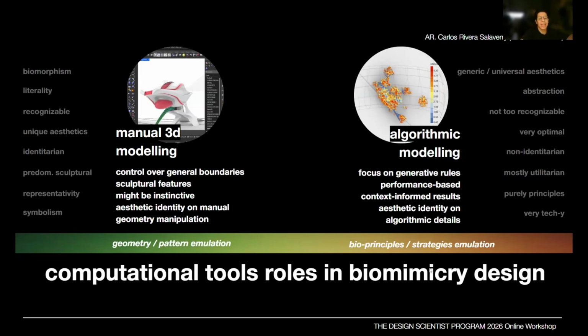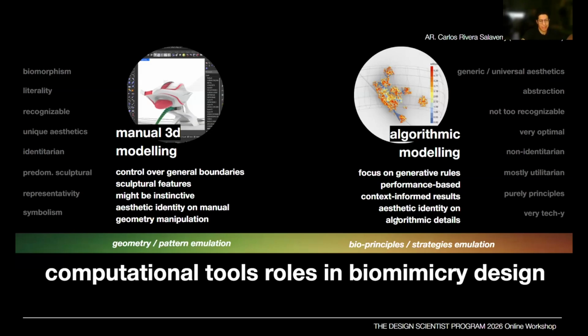And we're going to be using more the algorithmic modeling, where we're going to the right side, sorry, in which we are going to be paying more attention to the biological principles and strategies in general. So here we focus on generative rules. Here we're going to create geometries from zero, taking into consideration these biological principles, in contrast with manual 3D modeling, where we already have a very well defined shape. And with algorithmic modeling, we're going to be context informed. We're going to take solar data, water data, wind data, and start using this information to create new geometries.